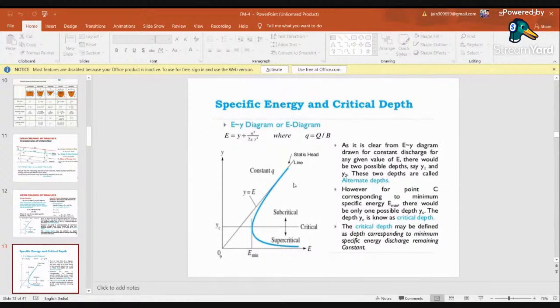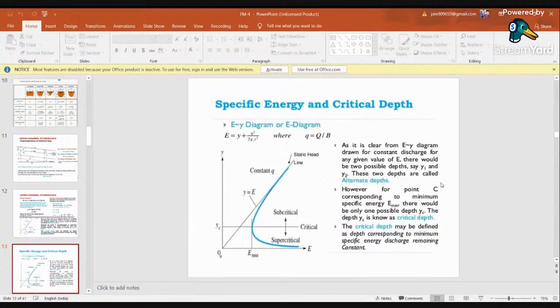Okay, here it is written: as is clear from the energy-depth diagram, that is the E-y diagram drawn for constant discharge, for any given value of energy there would be two possible depths, say y1 and y2. If I take any energy and plot a straight line, I will get two depths, one at the bottom and one above the yc. So these two depths will be termed as your alternative depths.